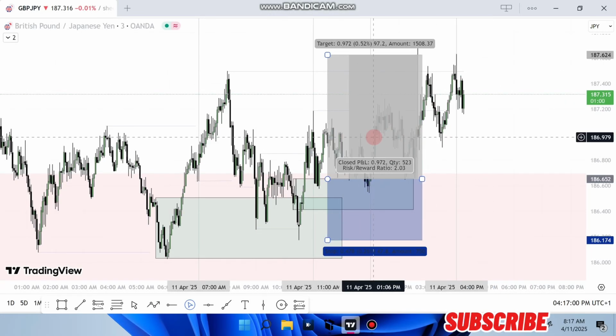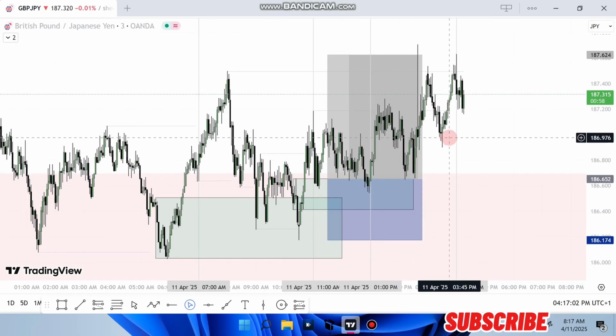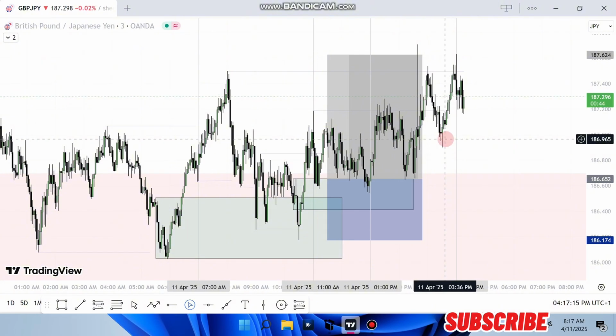This is a 1 to 2 hour trade that we took on GBP today, and it was a success. Why did I say that it was a success? It was because it hit take profit, okay? And this was a very nice and a very perfect trade for me.